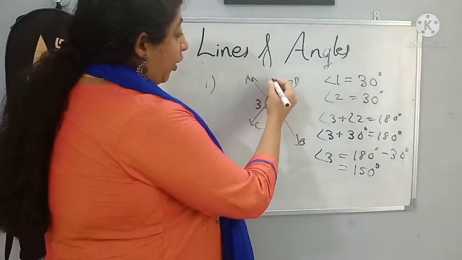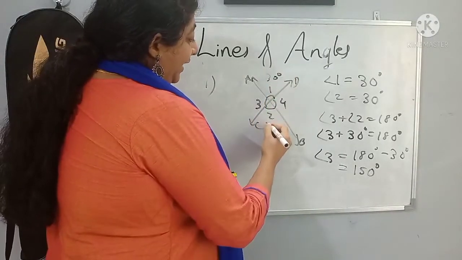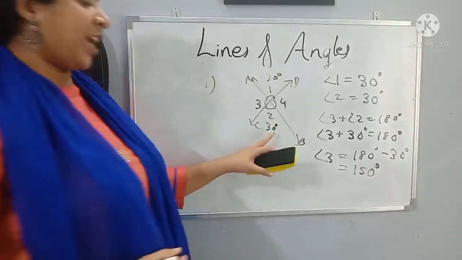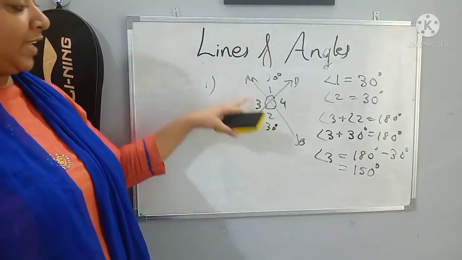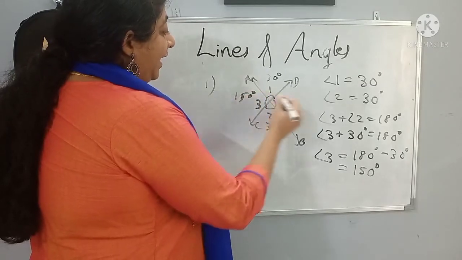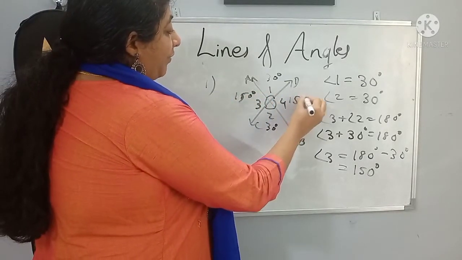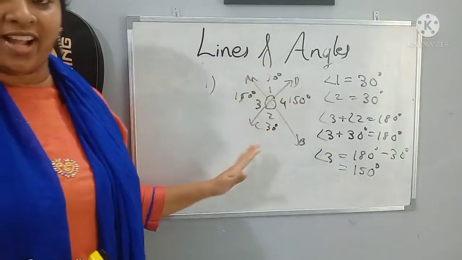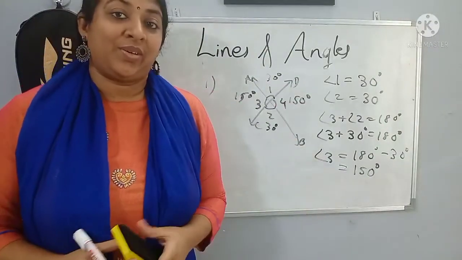So here we got all the angles. Here 30 degrees is already given. Because of vertically opposite angles, this will also be equal. Using linear pair, we found that angle 3 is 150 degrees, so here it is also 150 degrees. Now we got all the angles. I think you understood. Okay, thank you.